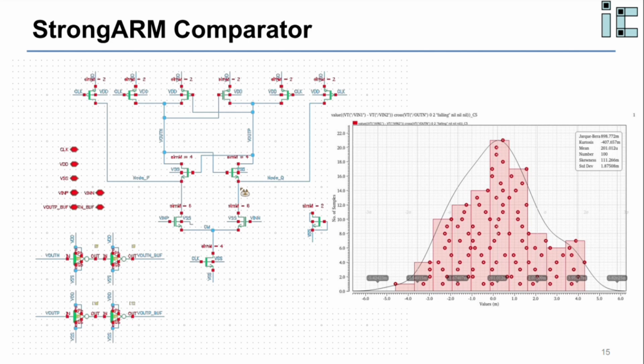To reduce offset, the input pair should have a larger size, but we need to trade off with larger parasitic capacitance, which will affect CDAC charge distribution and linearity. And we did a Monte Carlo simulation and found that the 3 sigma result is almost equal to the LSB, so the offset is constant, so it won't affect our results a lot.